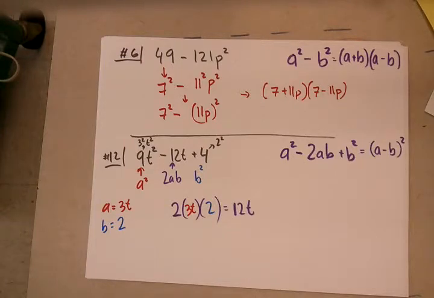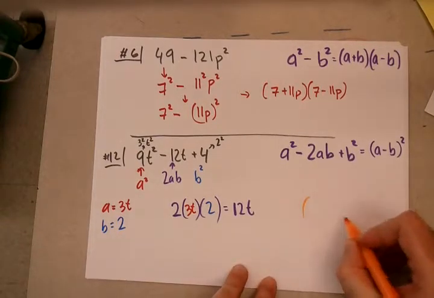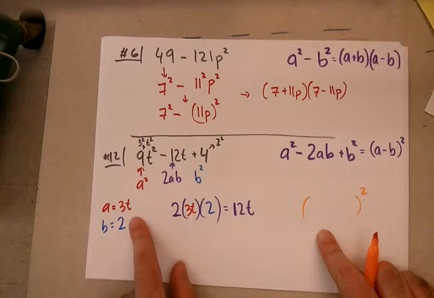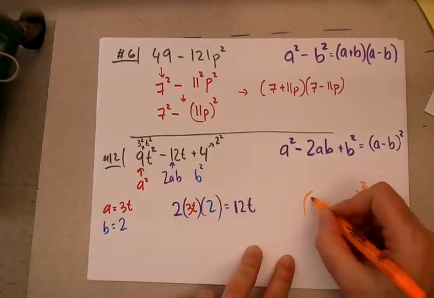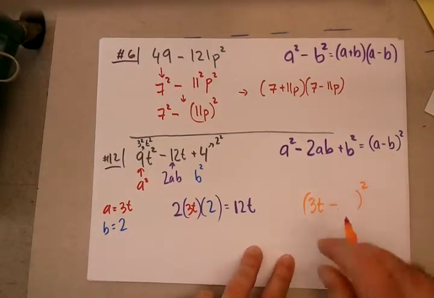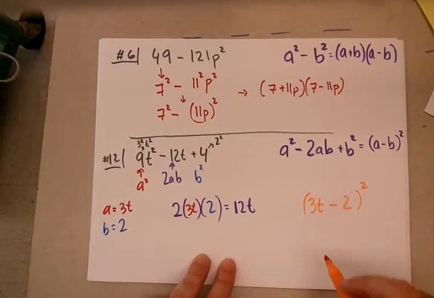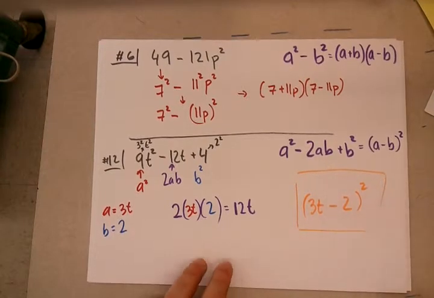So how do I do that? Well, I'm going to use the orange color now. You do your parenthesis, take it to the second power, and it's going to be a, the 3t, minus the b, which is a 2. Well, that's it. That's the answer to that problem. Pretty simple, I'd like to think.